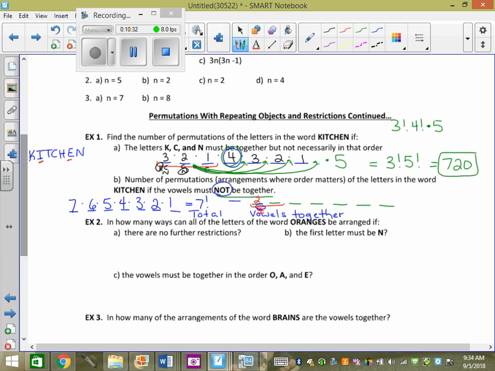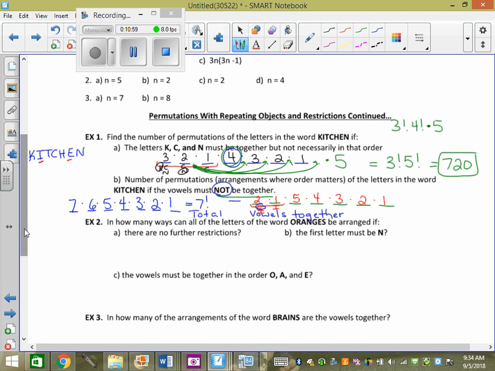I'll pretend to keep the E. Then we have the I, right? So we have 1. Now how many letters have we used up? 2. How many do we have left? 5, then 4, then 2, then 1. And people will say, okay, so I just take 7 factorial and I subtract 2 times 5 factorial. What am I missing?